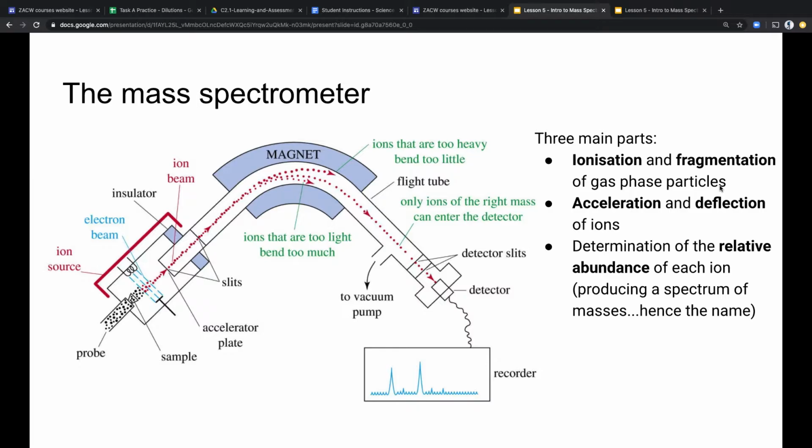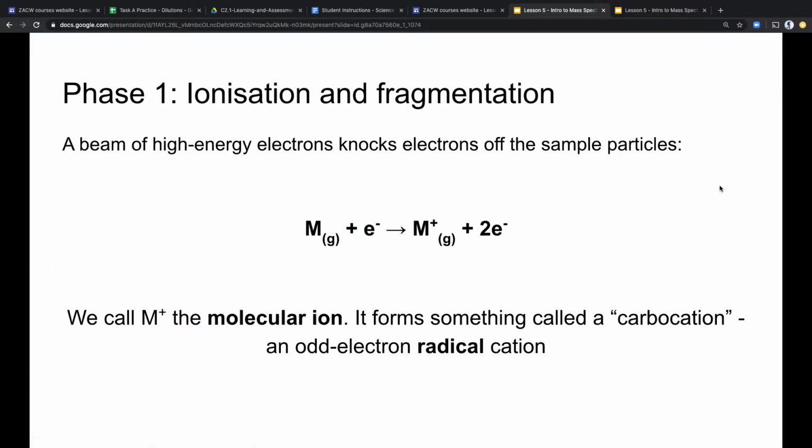Cool. Remember, on the y-axis of a mass spectrum here, we're going to see the abundance, so how much of that ion there is. And that's determined by the stability of the fragment. Later today, we're going to look at how stable these different fragments are, because the stability influences how much we'll see in our spectrum.